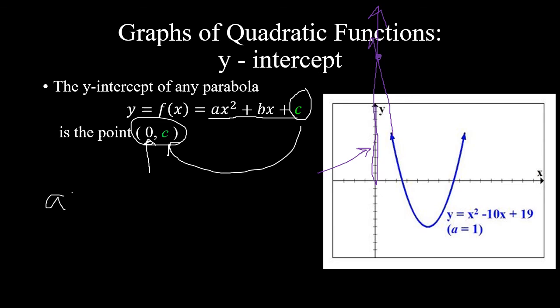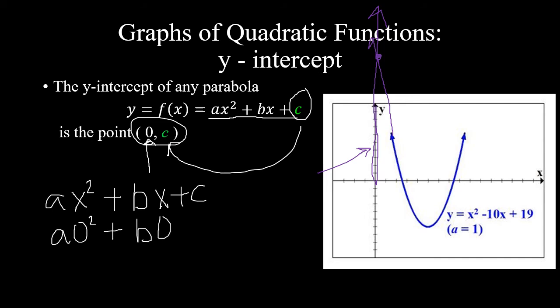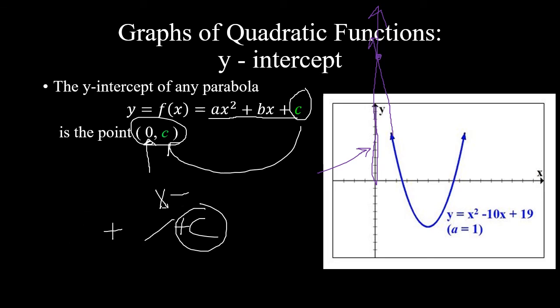And if we have the function ax squared plus bx plus c, and we plug in 0 for x, that means a times 0 squared plus b times 0 plus c. I'm just plugging in 0 everywhere I see x. Well, 0 squared is 0, and a times 0 is 0, so that goes away. B times 0 is 0, that goes away, and you're just left with c. So the y-intercept is (0, c).